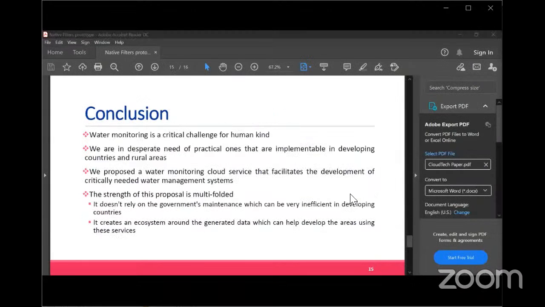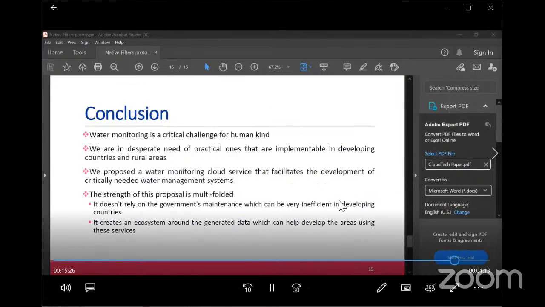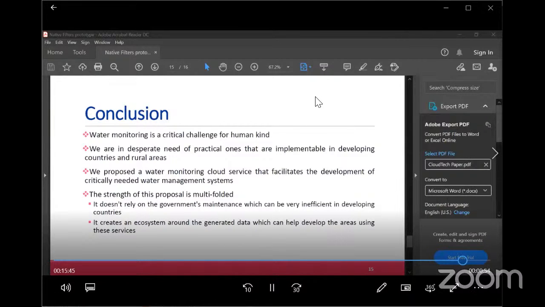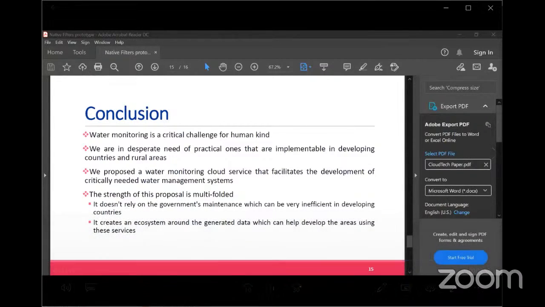So to conclude our work, water monitoring is a critical challenge for humankind. Since we share the same globe, breathe the same air, drink the same water, and share the same DNA, we are not short on solutions, but we are in desperate need of practical ones that are implementable in developing countries and areas. Successful solutions are not necessarily the most technically advanced, but the ones with successful business models.